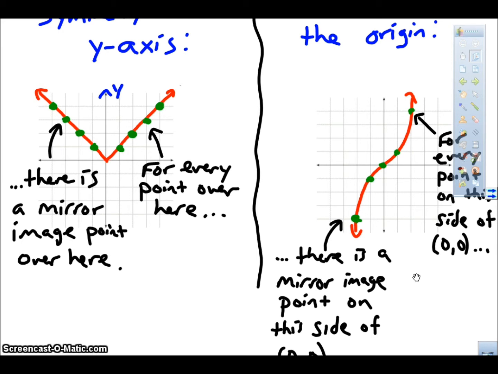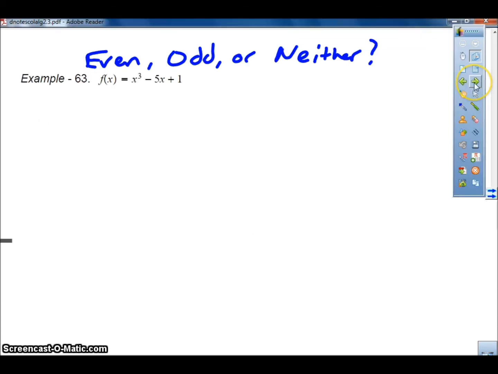to the origin. On the homework, you'll be asked to determine if a function is even, odd, or neither, and then upon determining that, they will ask you, and when I say they, I mean the textbook or Math Excel, if the function is symmetric, if it has any symmetry, if it's symmetric to the y-axis or the origin. So the first thing is to determine if the function is even or odd.